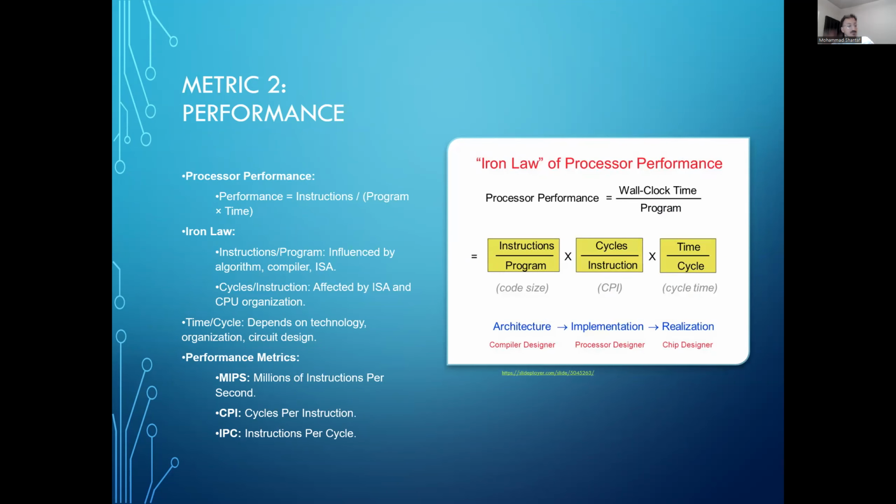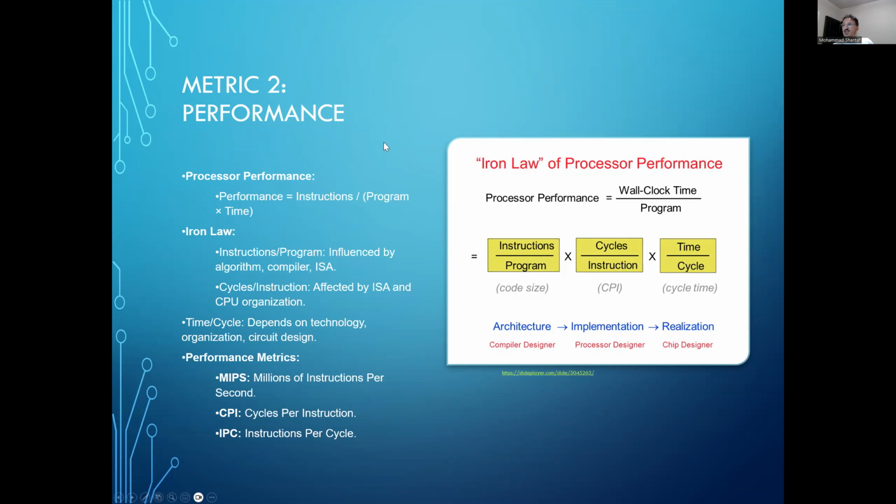Next will be the performance. The performance falls under the iron law, which is used to calculate the processor performance, which is the code size multiplied by CPI multiplied by the cycle time. Once that is all covered, we are then able to analyze and get the architecture, and from that we are able to implement whatever the outcome is from the processor, and then do some realization and analysis.